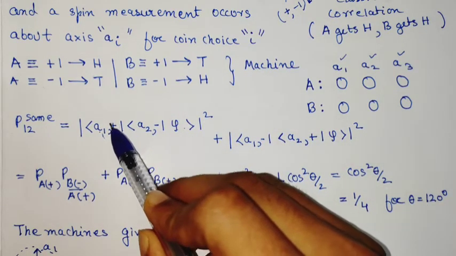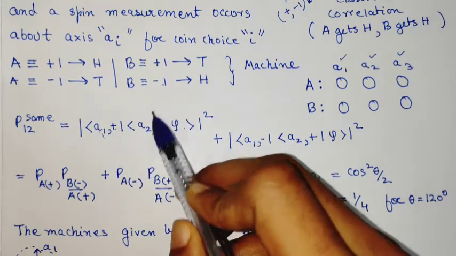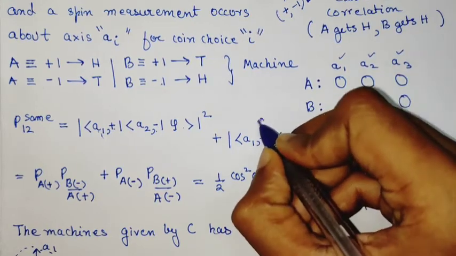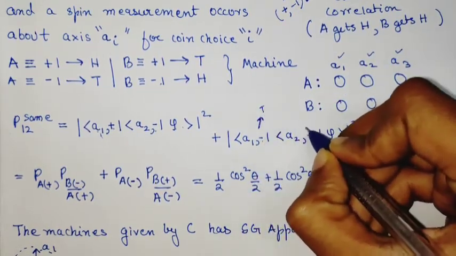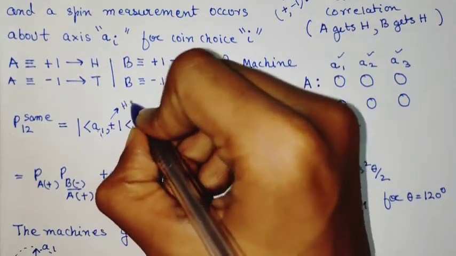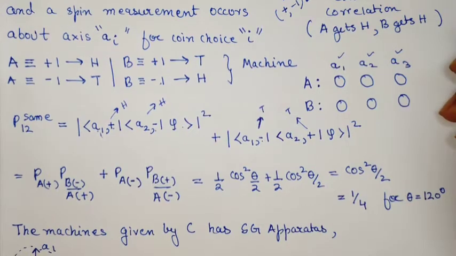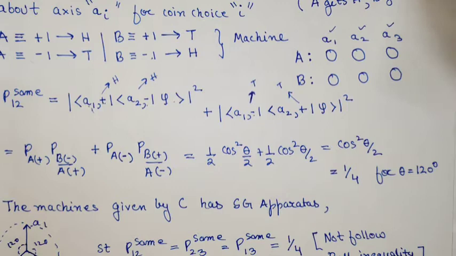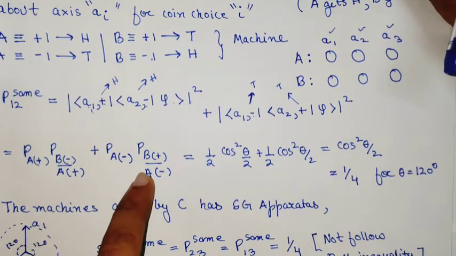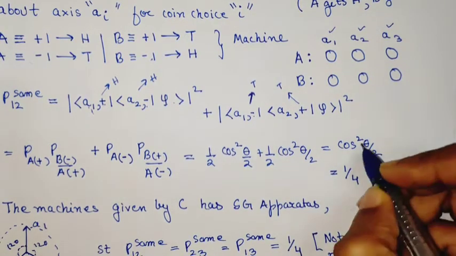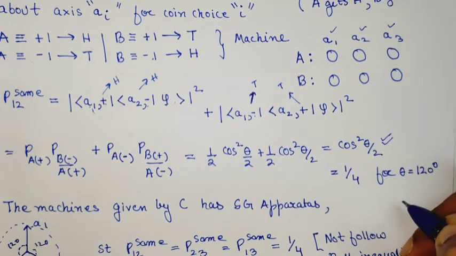Getting head means Alice getting a +1 and Bob getting a -1. Getting tail means Alice getting a -1 and Bob getting a +1. This is tail for Alice and this is tail for Bob. This is head for Alice, this is head for Bob. And the mod square is the probability as per quantum mechanics. And this is nothing but what we have been using again and again. These probabilities were there in the second video of Bell inequality. And finally, it gives us the answer cos square theta by 2.